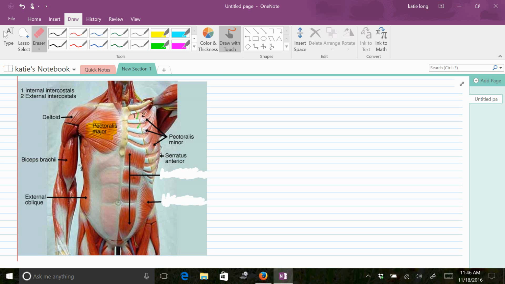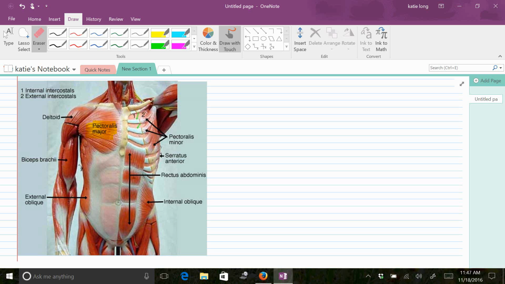We can label the rectus abdominis, or your eight-pack, right? And we have your internal oblique. In this particular image, we cannot see your transverse abdominis.